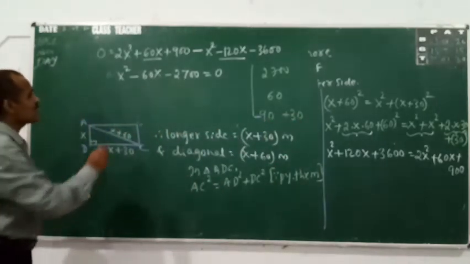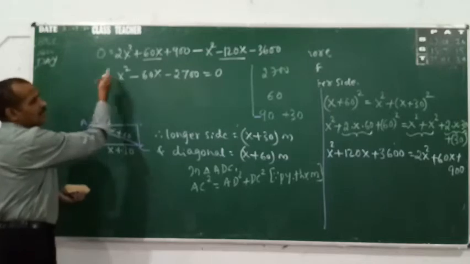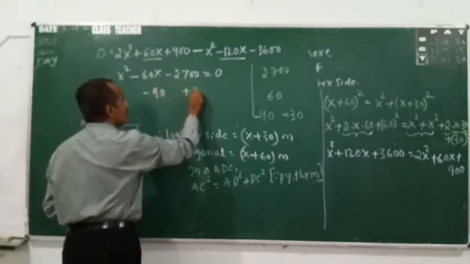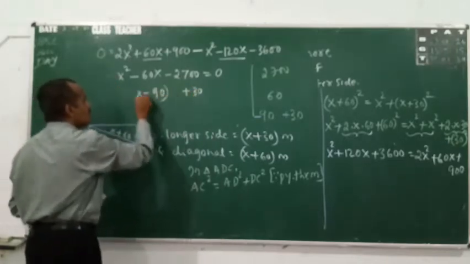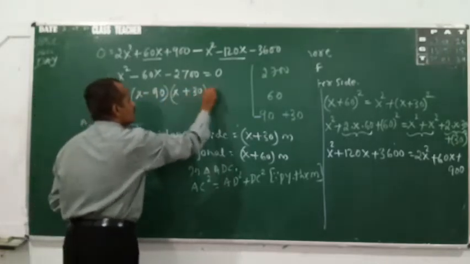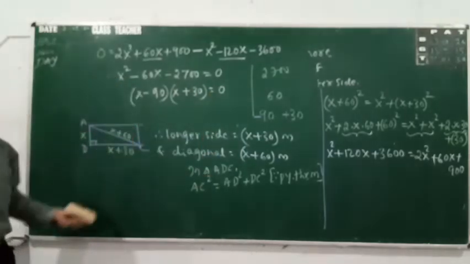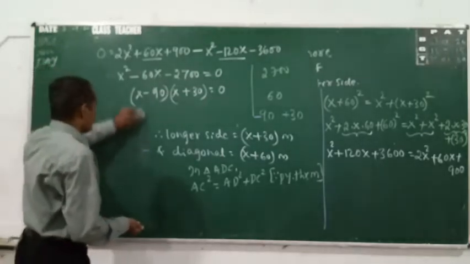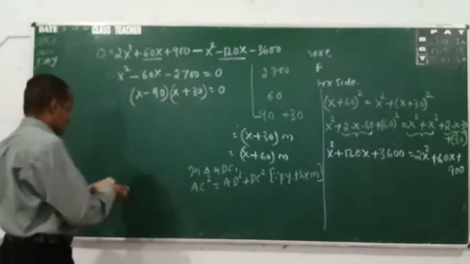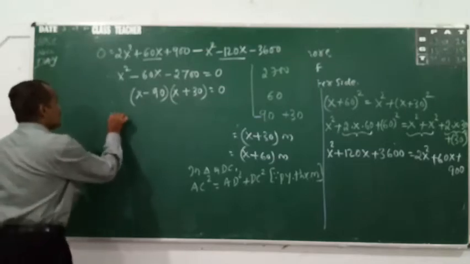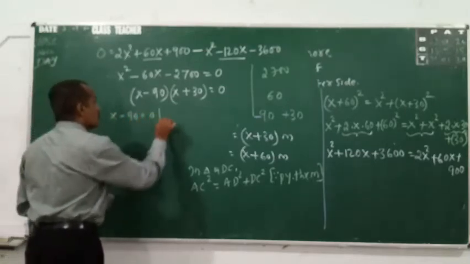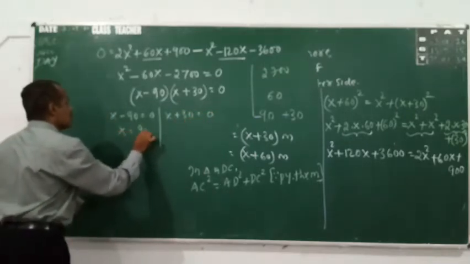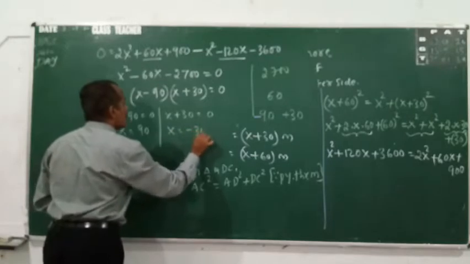You can simplify, because the x square coefficient is 1. Simply you can write minus 90 plus 30, 1x here, 1x here, is equal to 0. What you got? You got the factors. From there you can simplify. What is the answer? You can say x minus 90 is equal to 0, x plus 30 is equal to 0. Therefore, x is equal to plus 90, x is equal to minus 30.